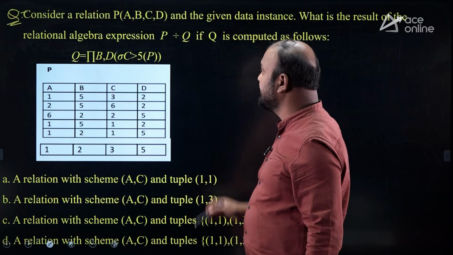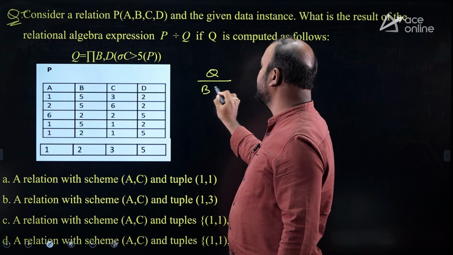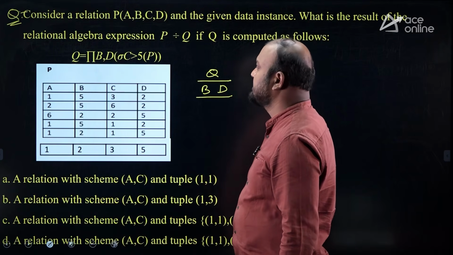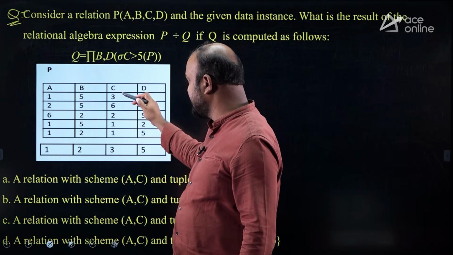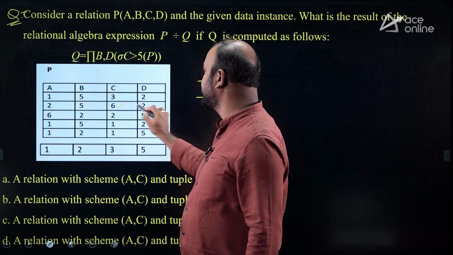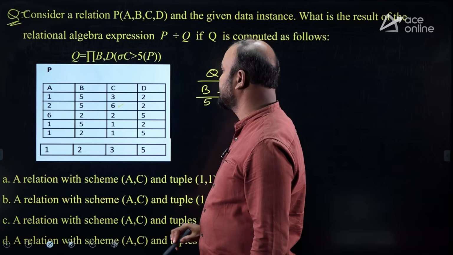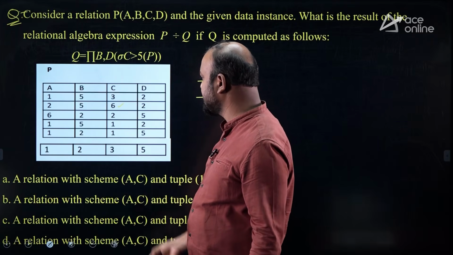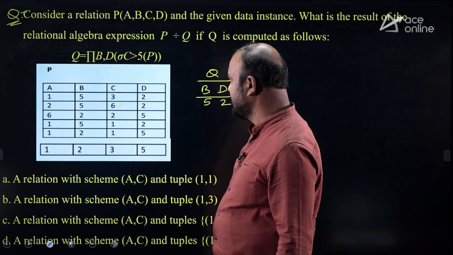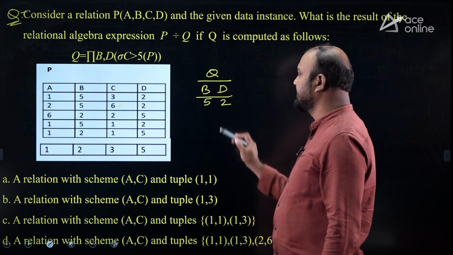C greater than 5. Now I am just looking for the Q. What is Q? BD. C greater than 5, this one. BD is 5, 2. And C greater than 5, that's it, only one, no? 3, 2, 1, 1, 3. So C greater than 5, only one.